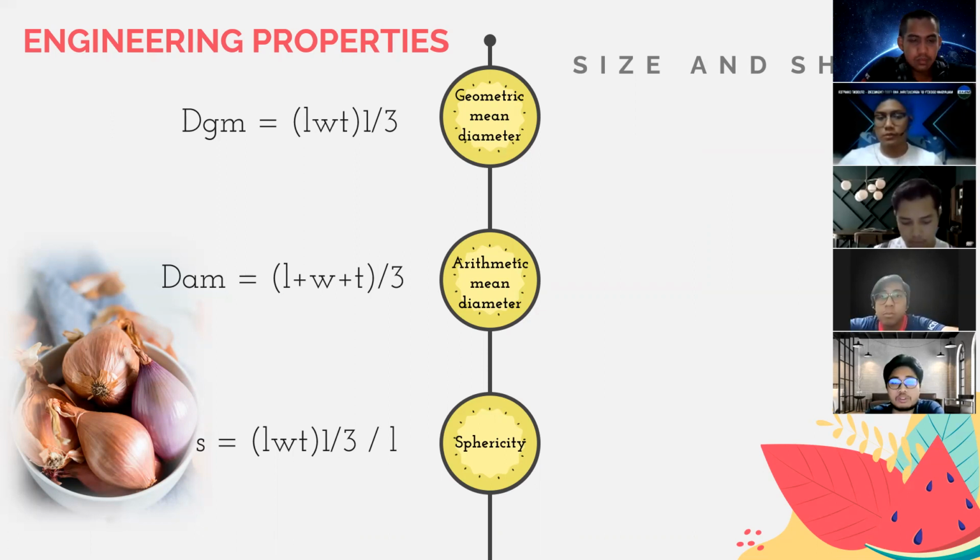So how do we determine the size and shape? We use a vernier caliper to measure the samples of onions and determine their average. Because of its round-like shape, we have to use a sphericity formula. So next.